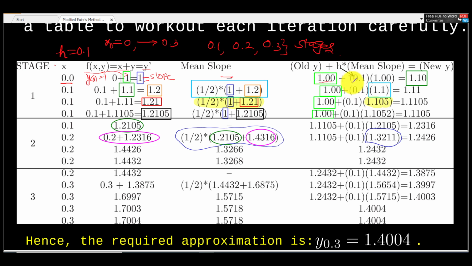Okay, plus h is always there, which is 0.1. So this is my step size 0.1 into mean slope. Now this one is nothing but this one, this blue one. So just mark it here. So I am writing here this one, which is nothing but the mean slope itself, and hence mean slope is 1, right? And the final answer is 1.1 in this case. That 1.1 is carried forward here.